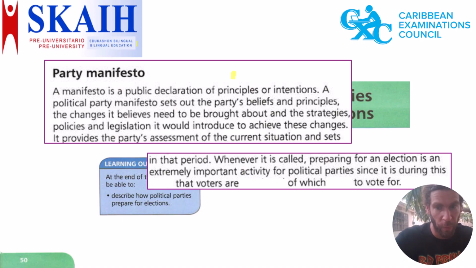The words principles, intentions, changes, policies and legislation, those are really important. Those are written down in a party manifesto, and it is also a way to convince a voter to vote for a specific party, to be exact.